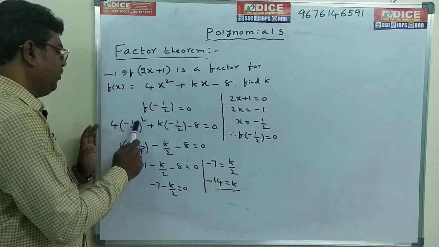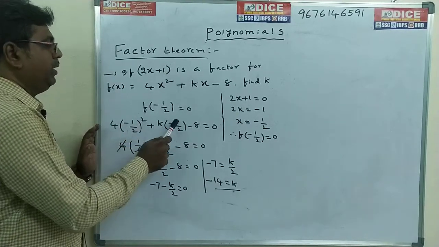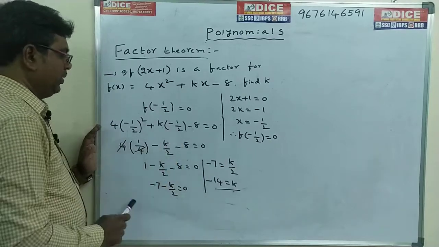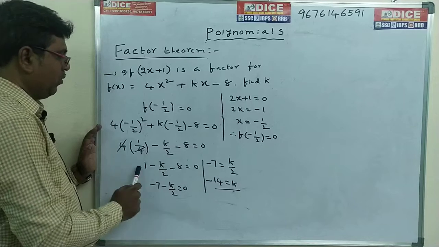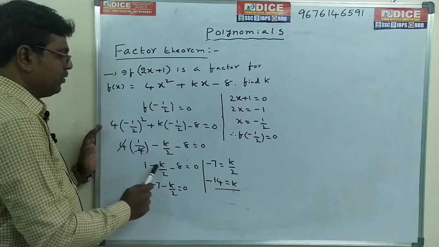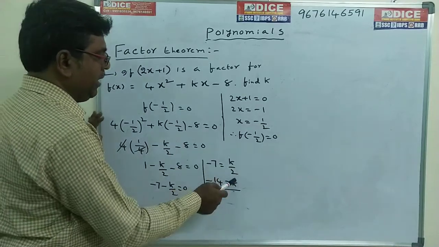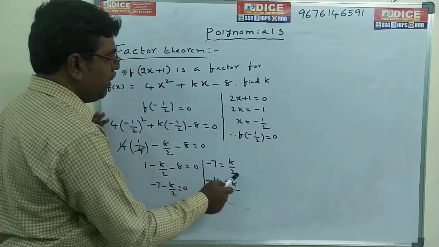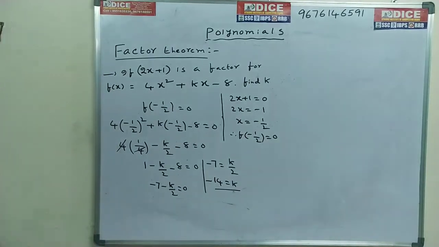So 4 into 1 squared is 1, 2 squared is 4. So negative becomes positive because even number. It is minus k by 2 minus 8 is equal to 0. So 4 cancels, 1 minus k by 2 minus 8 is equal to 0. So 1 minus 8 is minus 7, minus 7 minus k by 2 is equal to 0. Send k by 2 to that side, cross multiply, 2 into minus 7 is minus 14. So the value of k is minus 14. Right also.